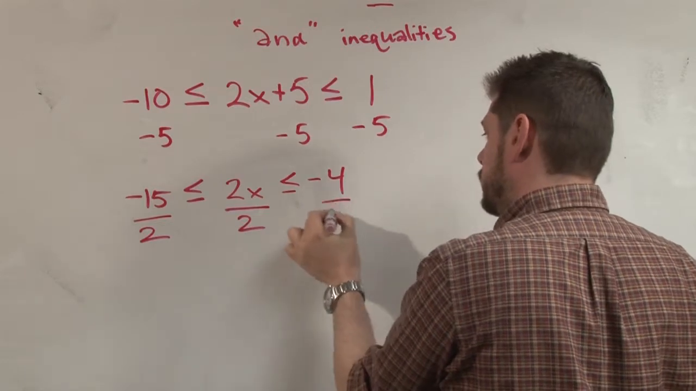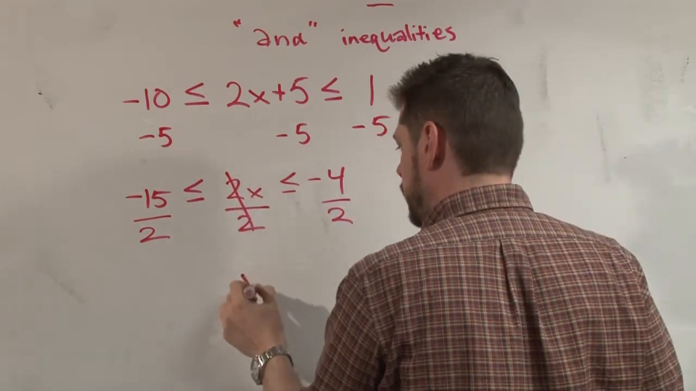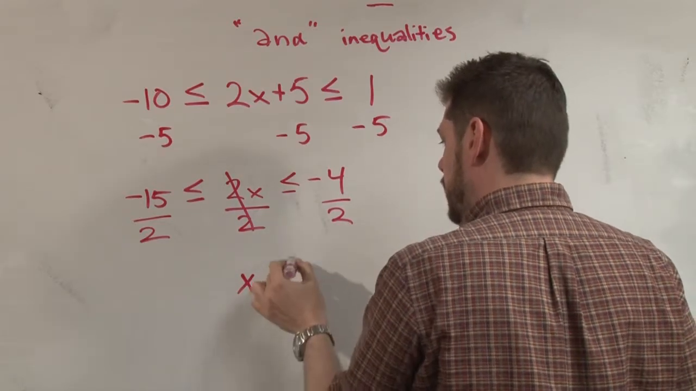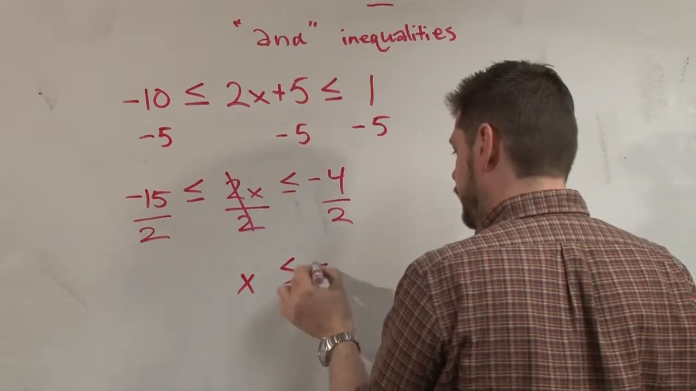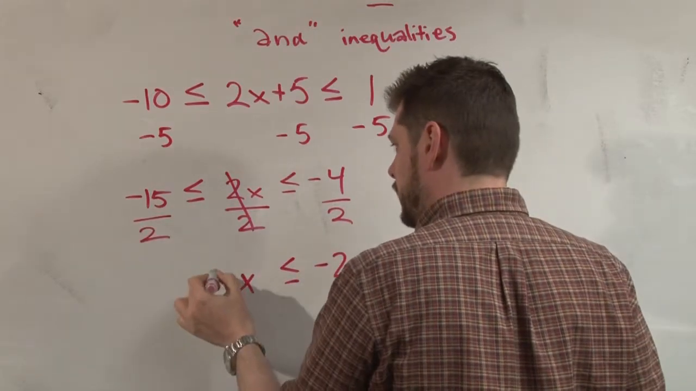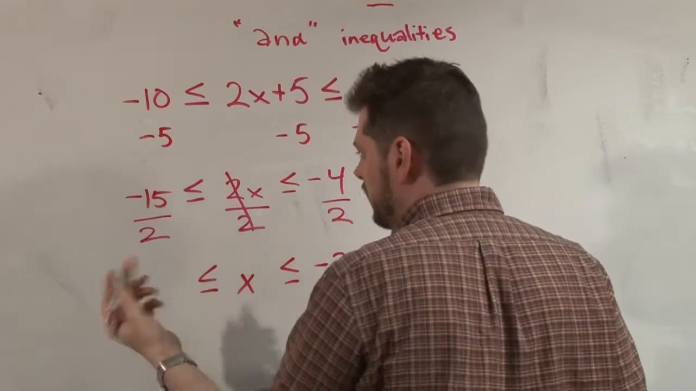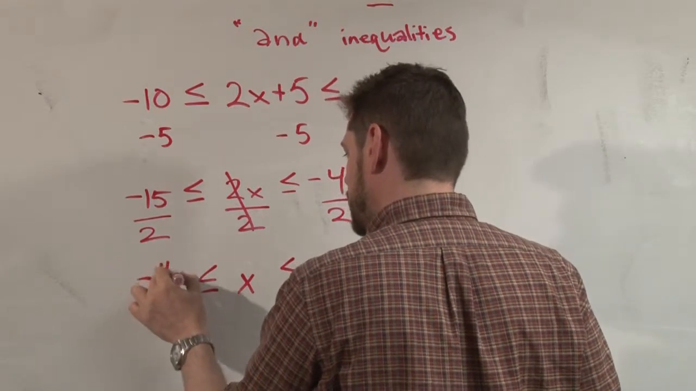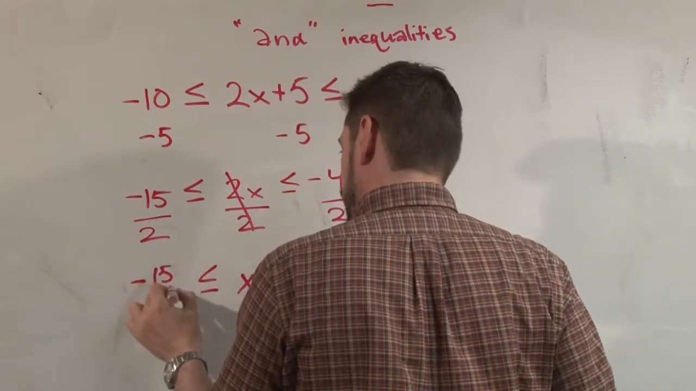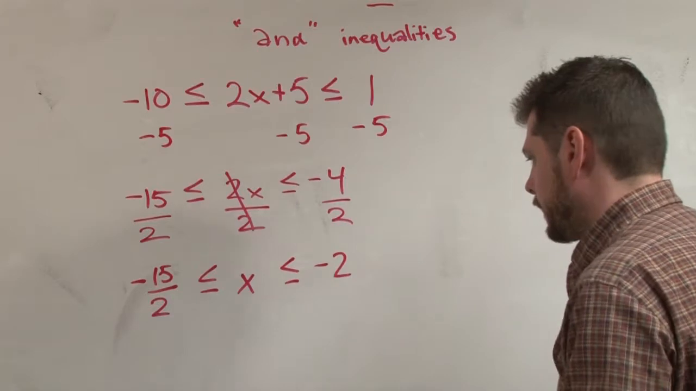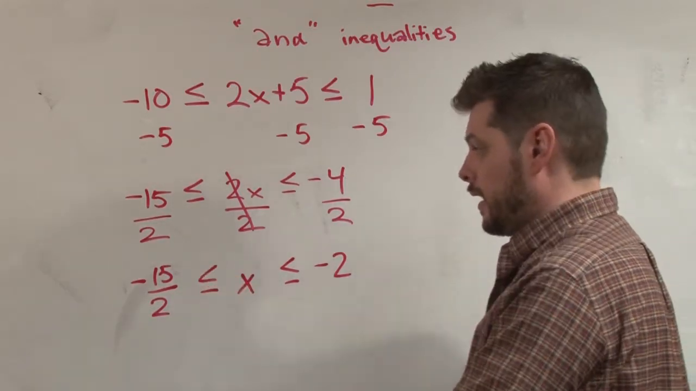Dividing all sides by 2, I notice that I get my 2x to cancel, and I'm just left with x. That's what I wanted. On my right side, I get -4 divided by 2, which will get me -2. And then I get a really nasty fraction. Well, not the nastiest fraction we've seen, but not my favorite fraction. And we get negative 15 over 2. So I've done it. I've solved my inequality.